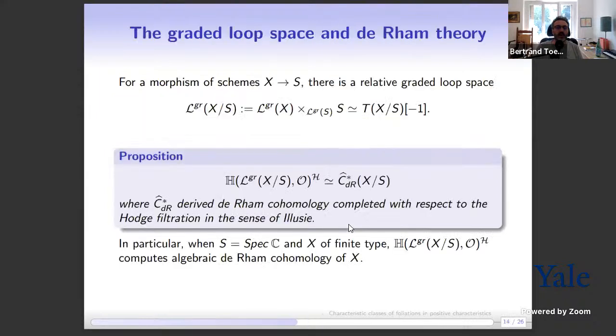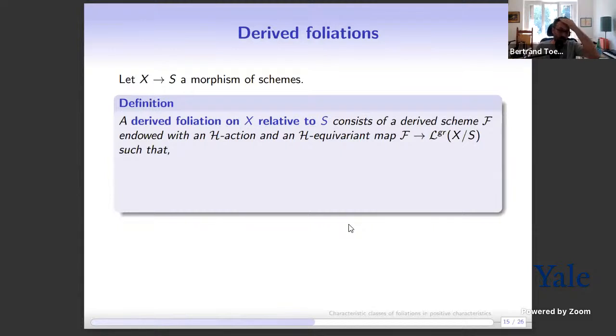Okay. Now let me go to foliations. So I have X over S. I want to define foliations on X relative to S. So foliations in the fibers, if you want. So it's a family of foliations on the fibers of X over S. And I do it like this: a derived foliation on X relative to S is going to be a derived scheme F with an action of H. So remember, this action of H encodes a grading and a differential. I want a map from F to the graded loop space. That's going to be my anchor map.